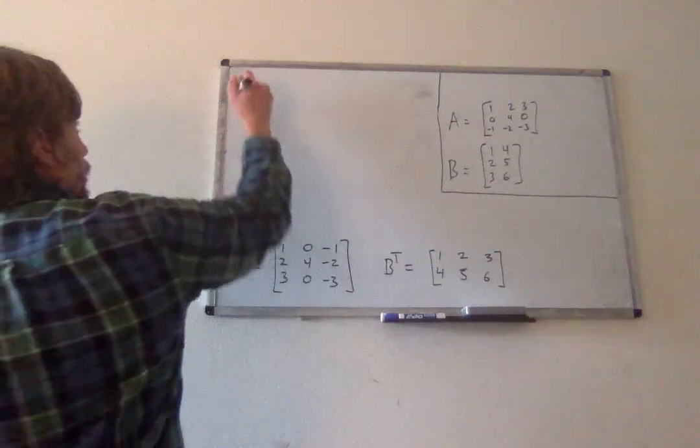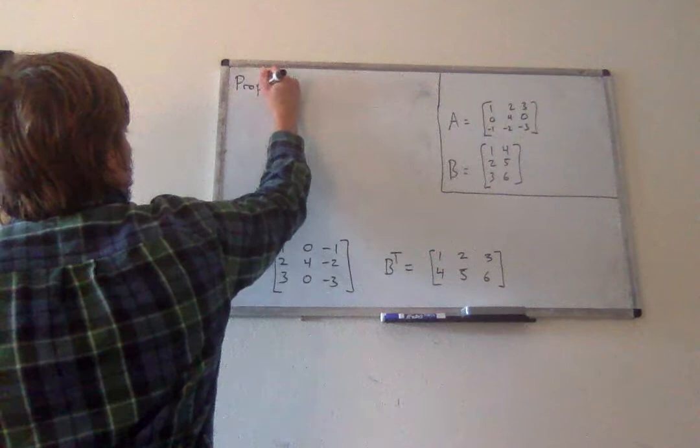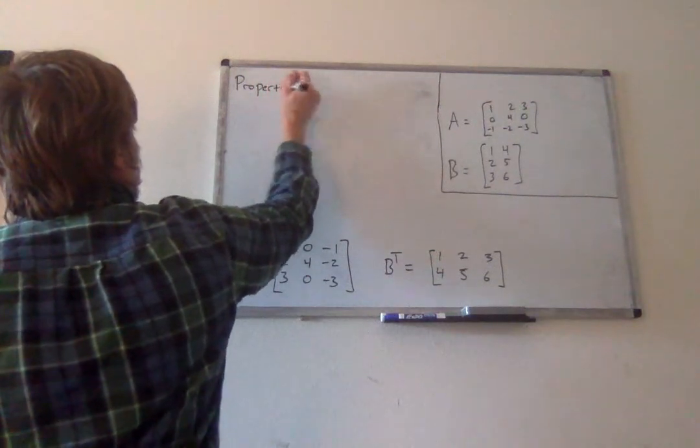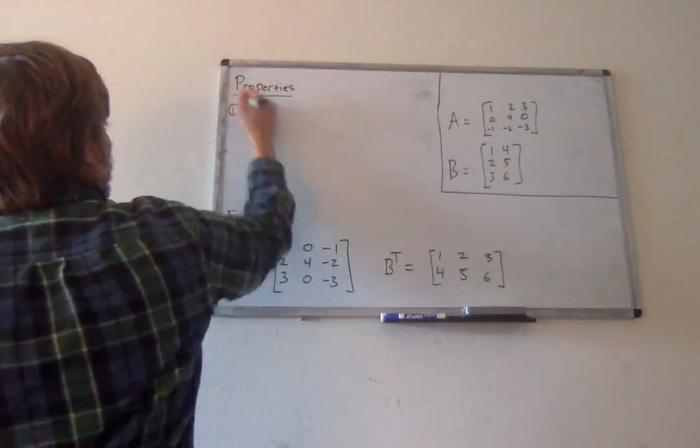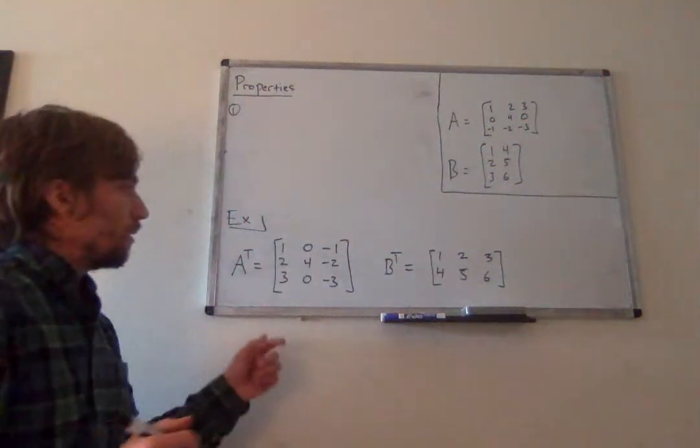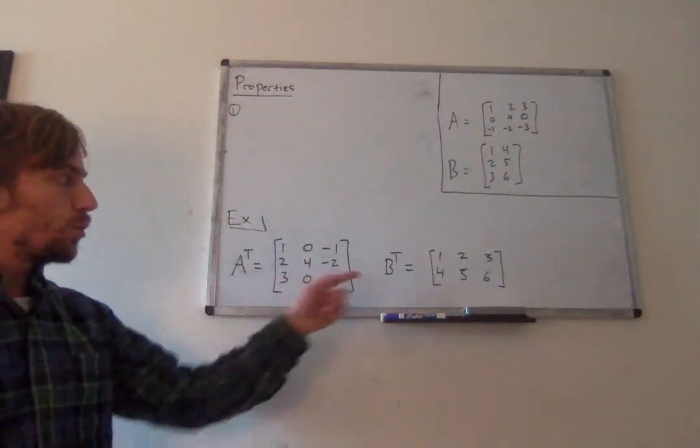All right, so we'll end with some properties. One, so notice, let's say I wanted to do the transpose twice, right?